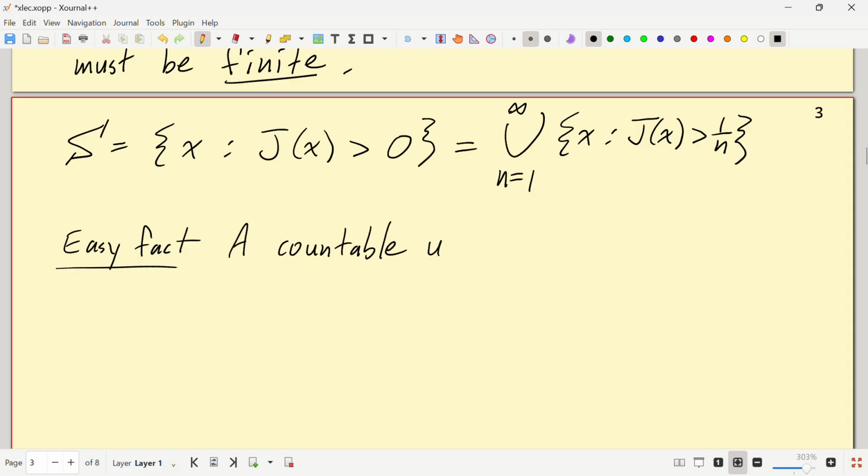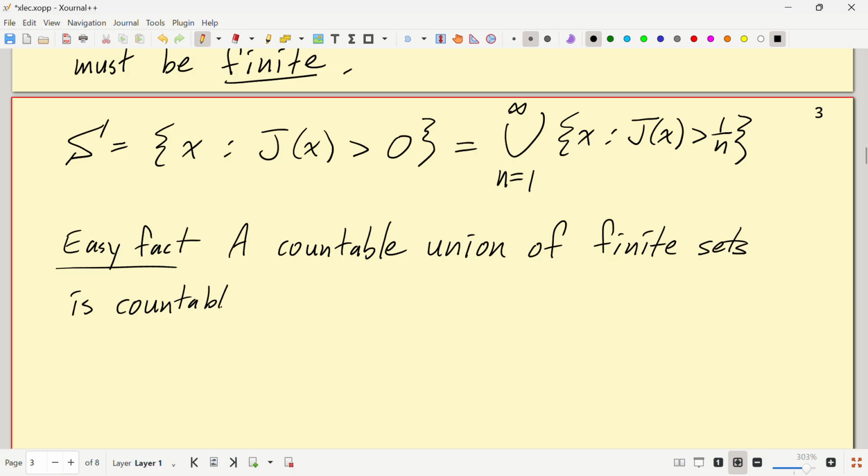A countable union of finite sets is countable. If there's only finitely many, then of course that's the easy case. But if there was infinitely many, then you get an infinite union of those things. And how would I demonstrate that that's countable?